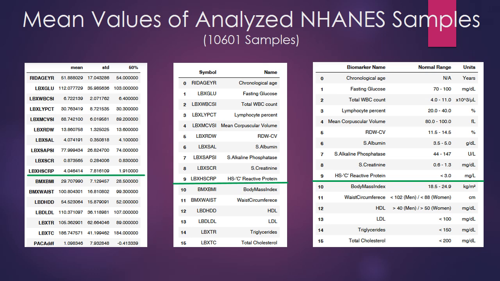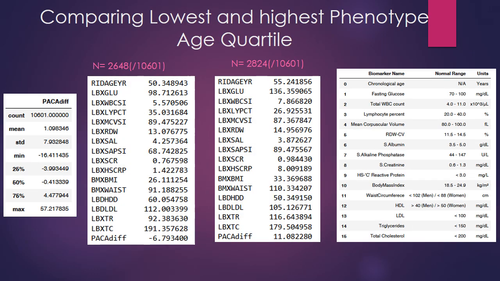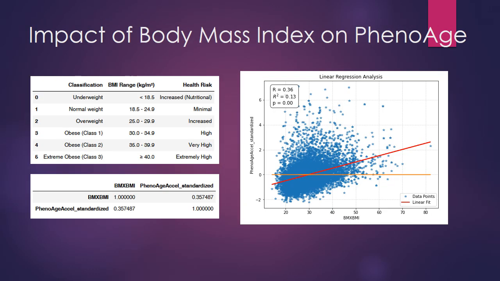Mean values of analyzed NHANES samples. Provides the statistical means and standard deviations for various biomarkers from the data analysis alongside their standard normal ranges. Comparing lowest and highest PhenoAge quartiles. Compares the raw clinical data profiles of people in the lowest versus highest quartiles of phenotypic age, revealing vast differences in metrics like glucose and high-sensitivity CRP.